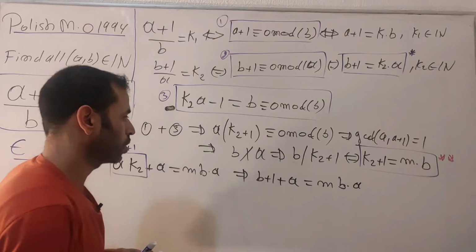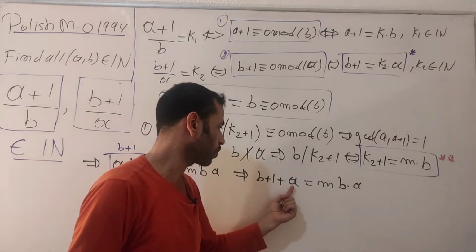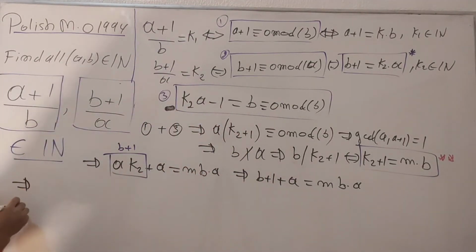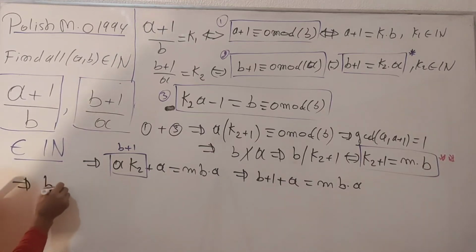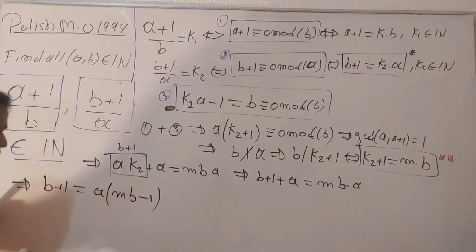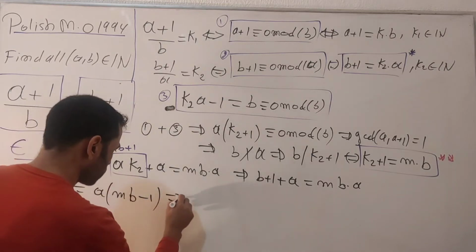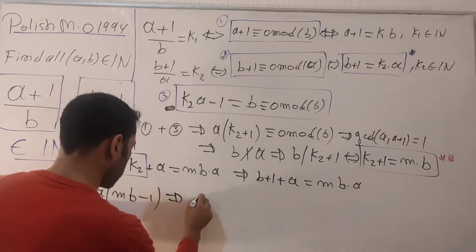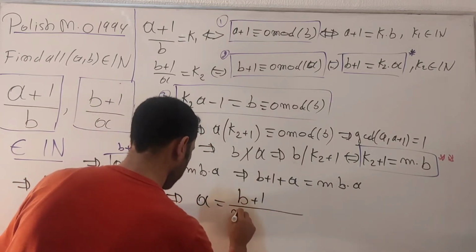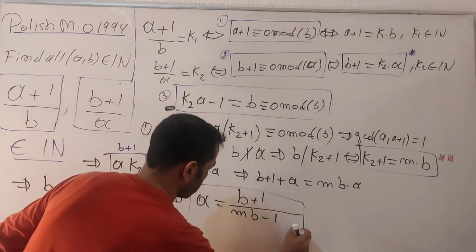Okay, so now we get a here and a here. I'm going to move this a to the right and leave b plus 1 on the left side. So I get b plus 1, which equals a times m b minus 1. Let's divide both sides by m b minus 1. I get a equals b plus 1 over m b minus 1. So we have ended with this nice expression.